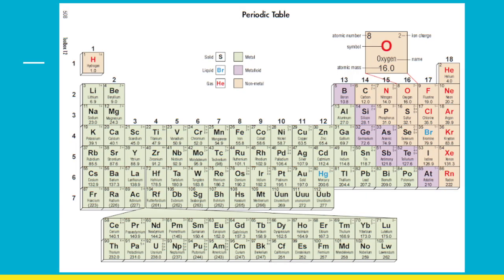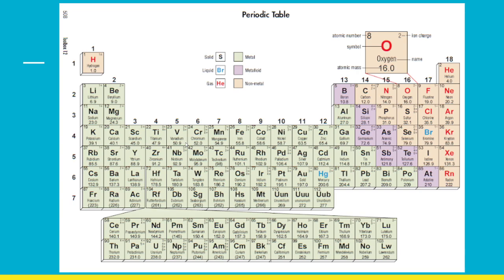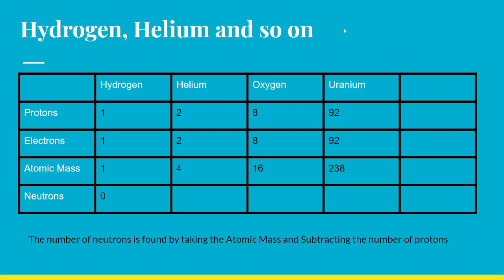Now here's our periodic table. It describes the differences, and I'm going to be a little bit clear about this. So let's talk about a few atoms. We'll talk about hydrogen, which has 1 proton. Helium, the next element, has 2 protons. Oxygen, 8 protons. Uranium, 92 protons. These elements also have the same amount of electrons respectively to their protons. Where things differ a little bit is the atomic mass.